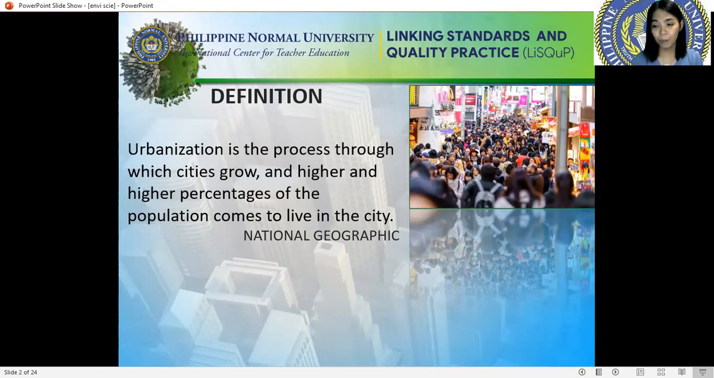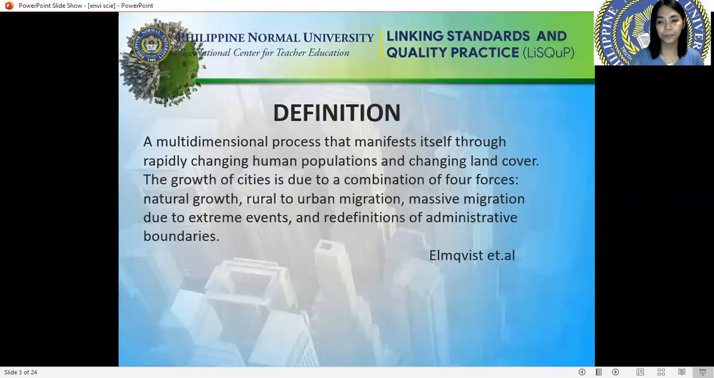They define urbanization as a process through which cities grow and a higher percentage of the population comes to live in the city. Meaning to say that people transfer from one place to another because of different reasons. Maybe it's opportunity, maybe it's security, maybe it's health reasons or protection. There are many reasons why people transfer from one place to another, but often the reason is opportunity.